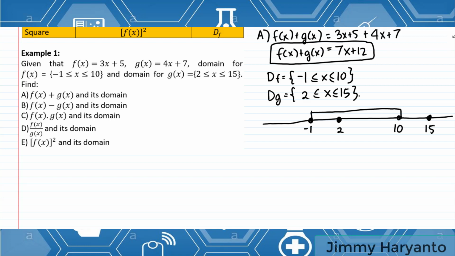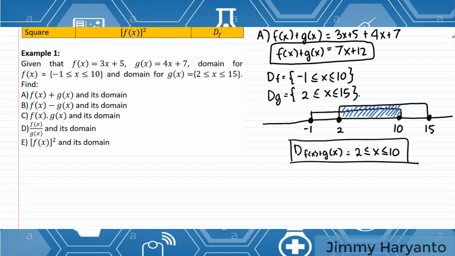So you have to draw the box again one more time. Find the intersecting area. The intersecting box will be this one, where the lines overlap. Okay, so the domain of f(x) plus g(x) will start from 2 until 10, it means 2 less than or equal to x less than or equal to 10. There you go. That is the domain for f(x) plus g(x).